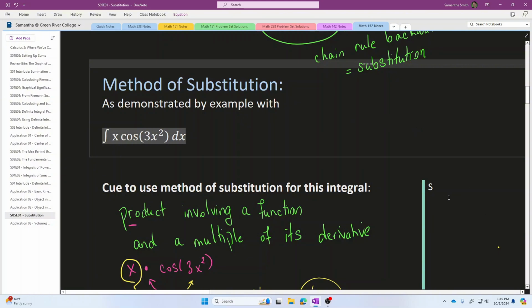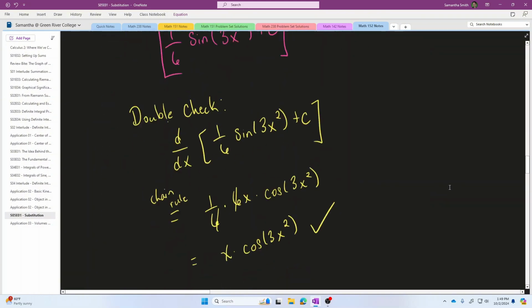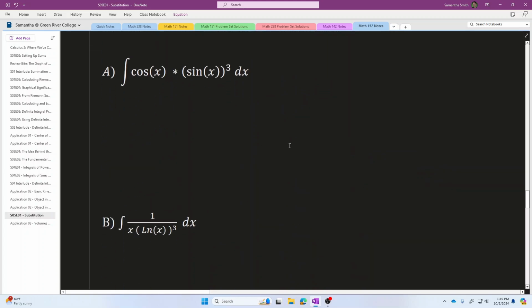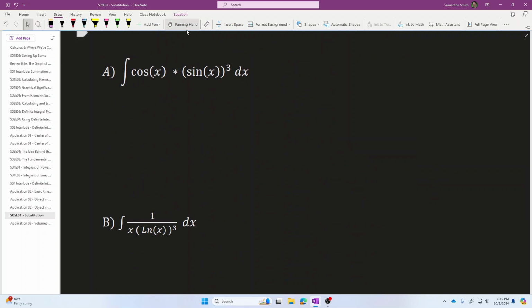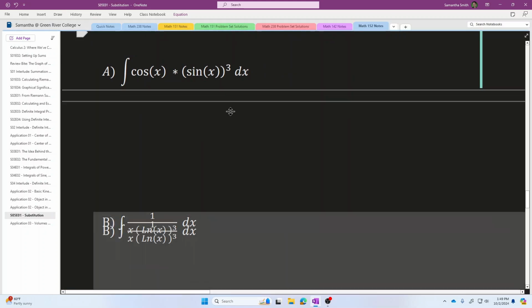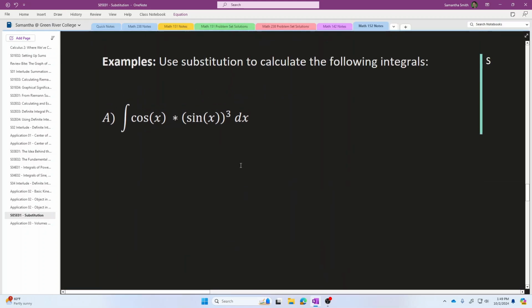Okay, let's do a couple more examples. I'll do one or maybe two more examples in this video. And then if you're looking for additional examples besides that, I will post a supplementary video containing many, many more examples of method of substitution.